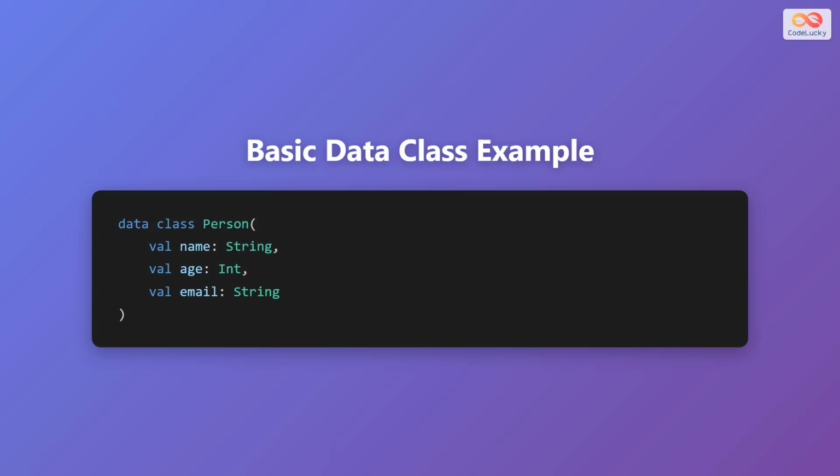Let's start with a simple example. Here we have a data class named Person with three properties: name of type String, age of type Int, and email of type String. All properties are declared with val, making them immutable.